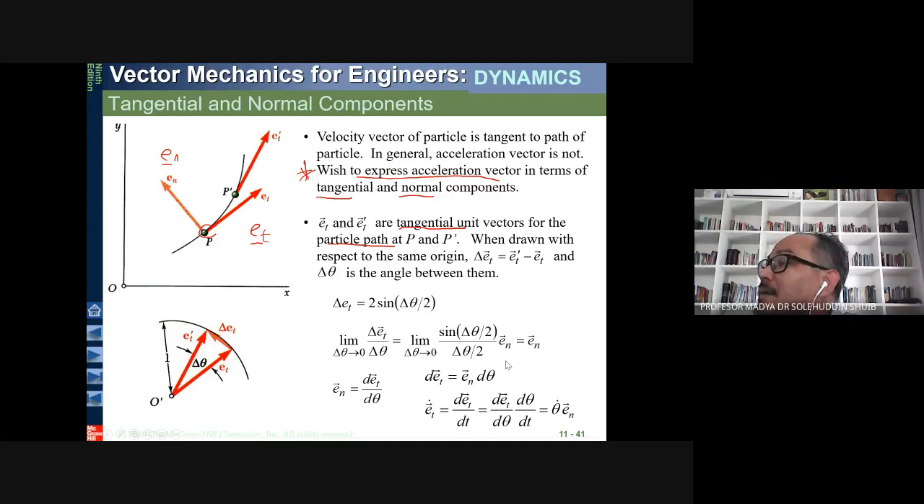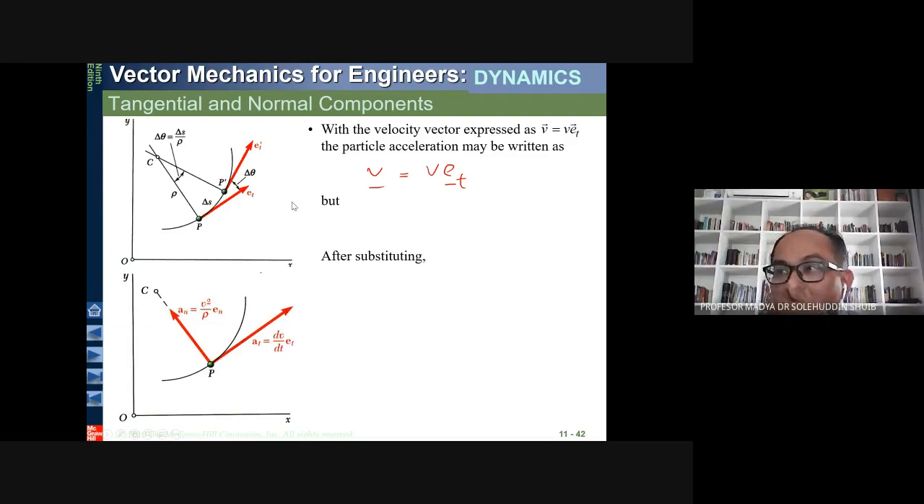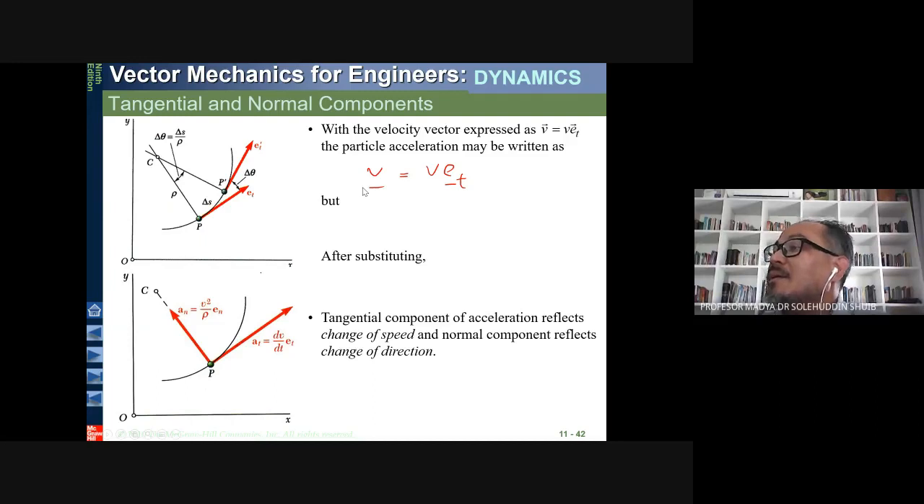With the velocity vector, we express the velocity as v equal to v ET. Then we substitute. After you substitute, we get the following for the acceleration.